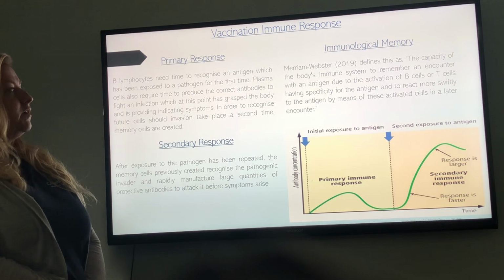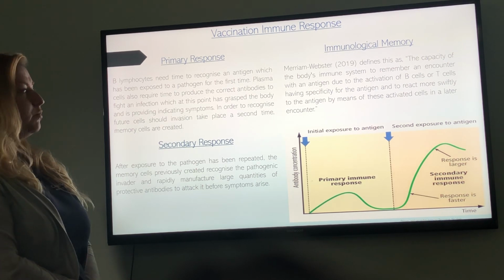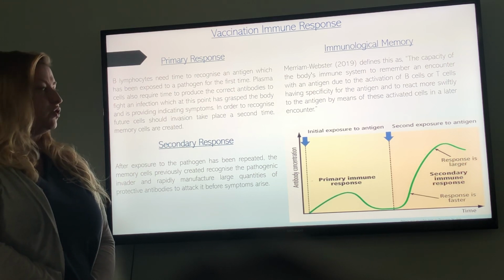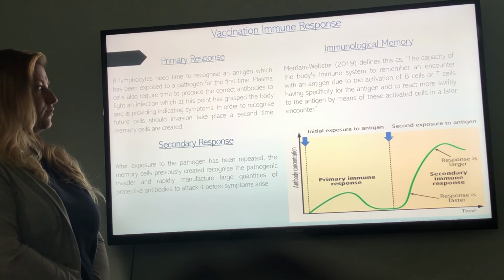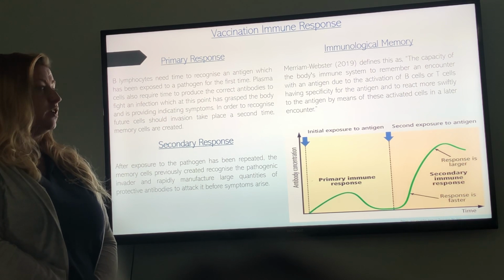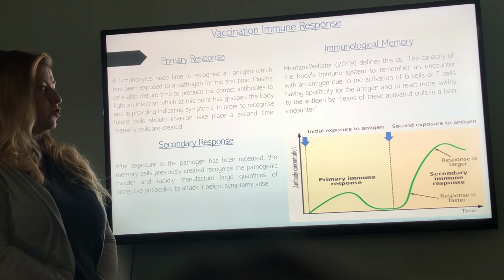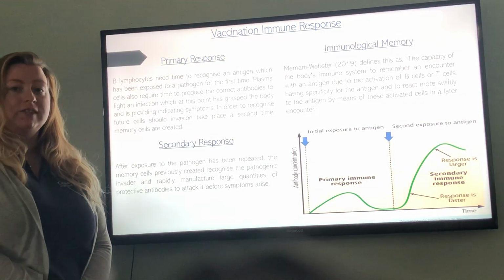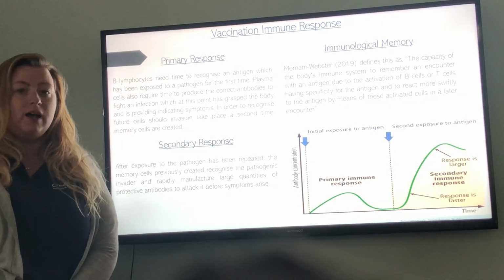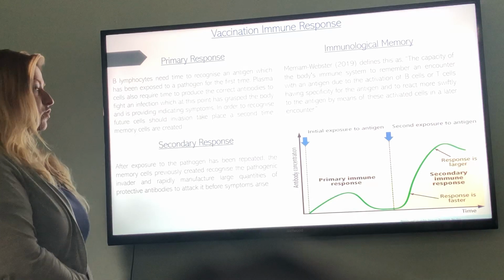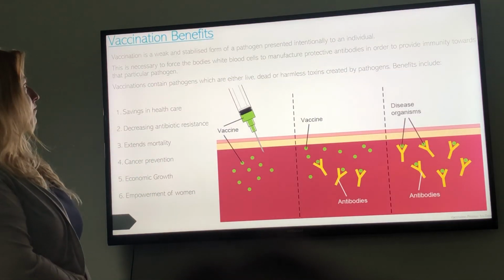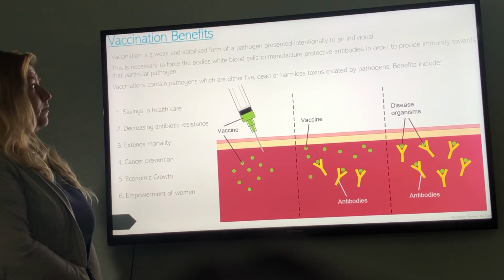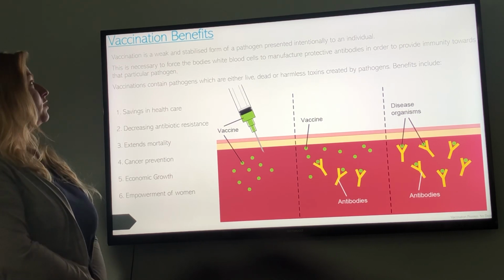Immunological memory. Merriam-Webster defines this as the capacity of the body's immune system to remember an encounter with an antigen due to the activation of B cells or T cells, having specificity for the antigen, and to react more swiftly to the antigen by means of these activated cells in a later encounter. And as you can see, the secondary response has a much larger and faster reaction in comparison to the primary response.